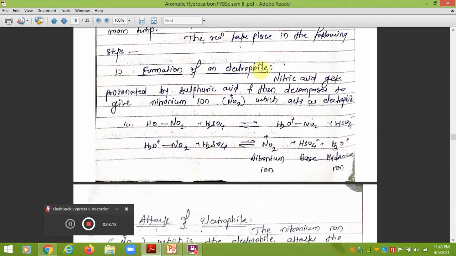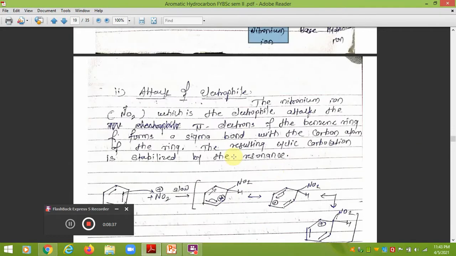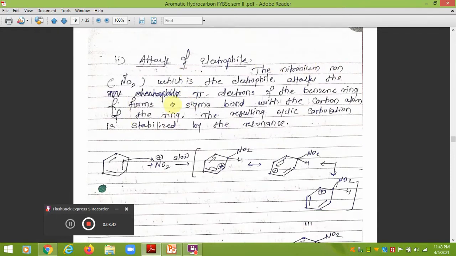The first is the formation of the electrophile, the nitronium ion. What happens? Sulfuric acid reacts with nitric acid, and there is protonation of the OH group, and in this way we get the formation of the nitronium ion with the formation of the base HSO4 minus, the bisulfate ion. This nitronium ion behaves as the electrophile. In the next step, this nitronium ion is attacked by benzene, and it gives the formation of the sigma complex.